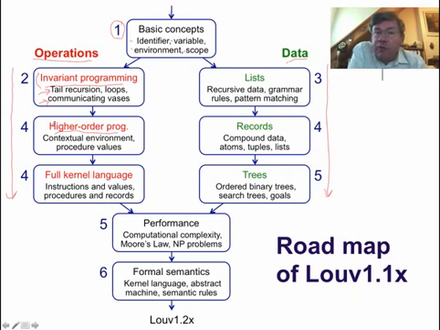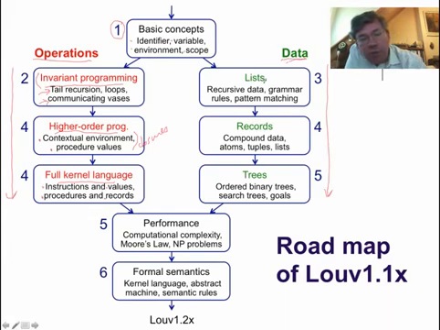Then in lesson 4, we introduced higher order programming. This consists of 2 ideas, a contextual environment and procedure values. Together, they form the foundation of data abstraction, so they will be used much later on. This is sometimes called closures, procedure values with contextual environment, or lexically scoped closures. It's the same concept. And then finally, we introduce the full, complete kernel language of the functional paradigm, its instructions, its values, and in particular, procedure values and record values. So that's the operations path.